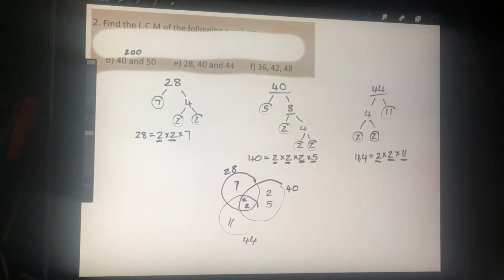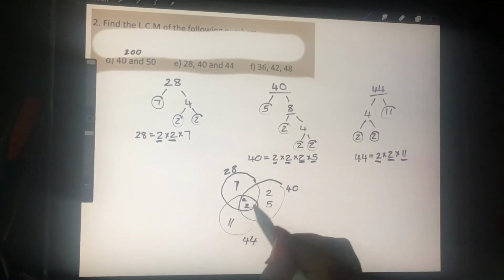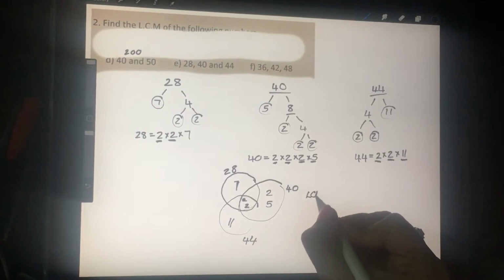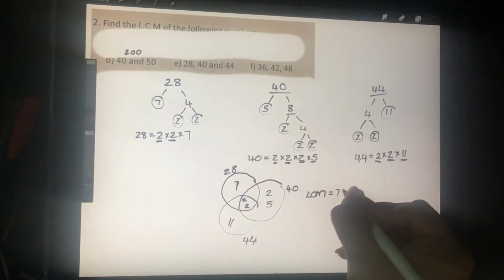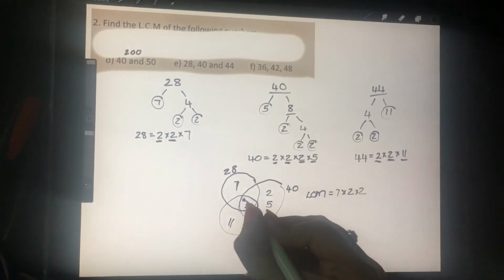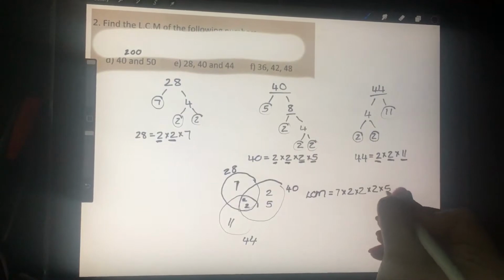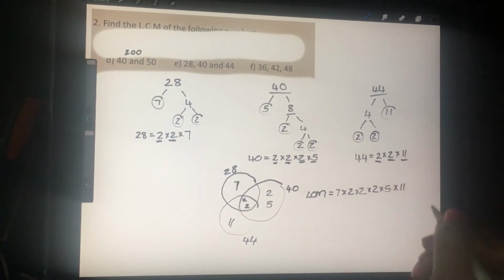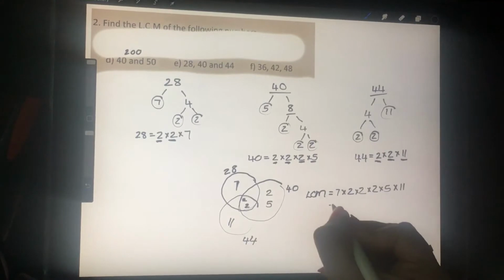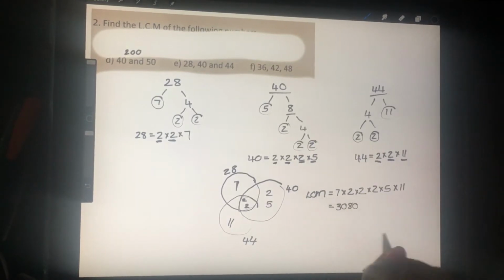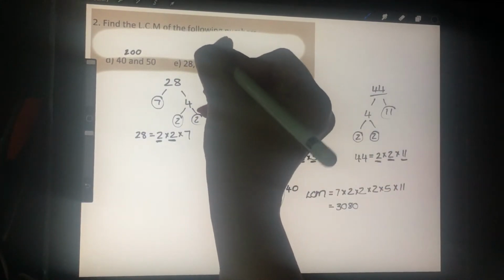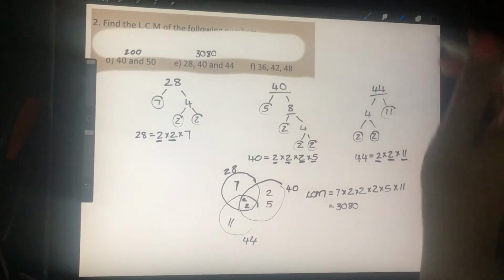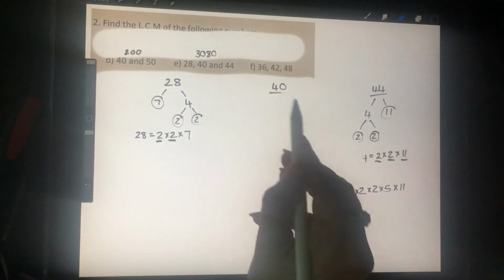in that circle. Now that we've got our Venn diagram, we are not looking for the highest common factor, which is the intersection part. We are looking for the lowest common multiple. And to find the lowest common multiple, we multiply all these numbers together. So we're going to say 7 times 2, which is the shared part, times 2 times 5, which is the 40 part, times 11. And when you plug that all into your calculator, you get 3080. So your answer for this one, 3080.